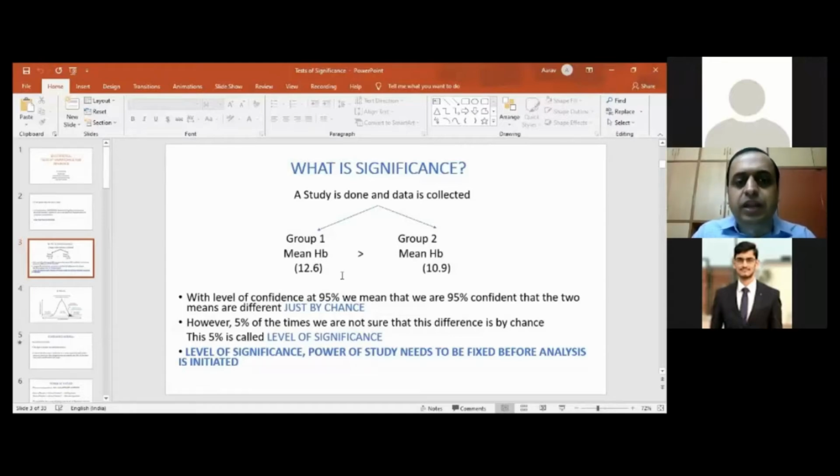But the important point here is that the level of significance and the power of the study have to be fixed before the analysis is done. Rather, they are to be fixed at the time when the study is being conceptualized. When you are writing the protocol, then only it should be there. There is a column in the protocol where it says statistical methods. In that, you should write what level of significance you are going to take in your study when you do the final analysis, and what is the power of the study being considered. This has to be there beforehand. Then only we can proceed to the test of significance.